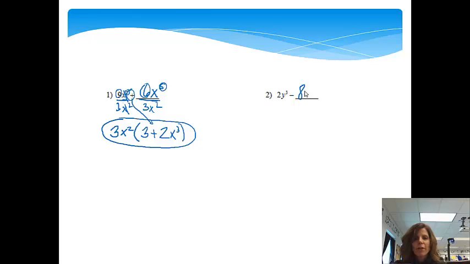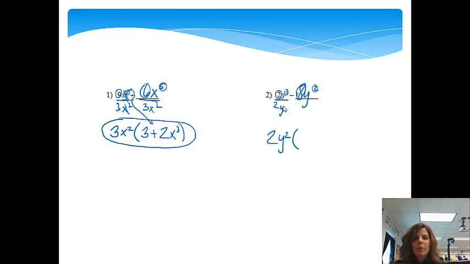2y to the 3rd minus 8y squared. Once again, I'll be looking at the numbers, so I'll be looking at 2 and 8. What's the largest number that goes into both 2 and 8? That would be 2. And then let's look at the y's. They both have a y. This one is y to the 3, and this one is y to the 2, so I'm going to take the smaller of those two, y to the 2. So that's one of my factors.